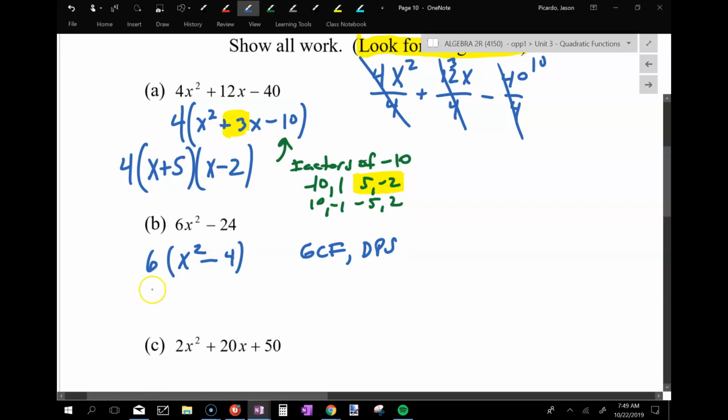So I have the 6, which stays in front. It's still a GCF. And then I have one of the plus minus problems. The square root of x squared, the square root of 4.